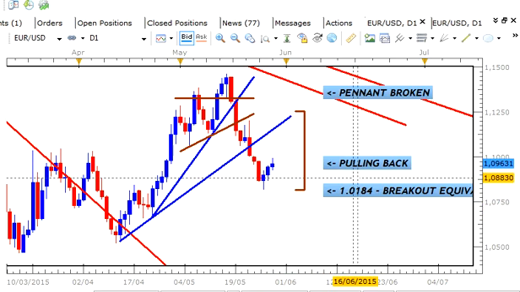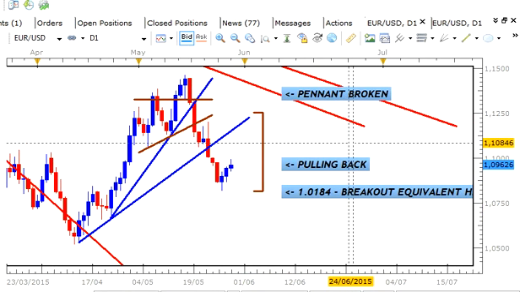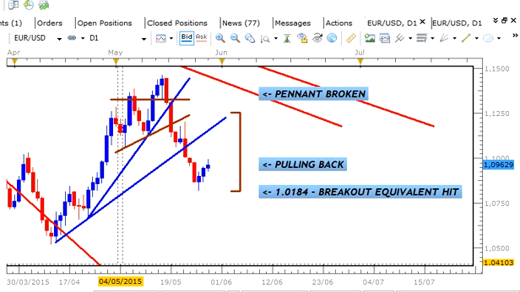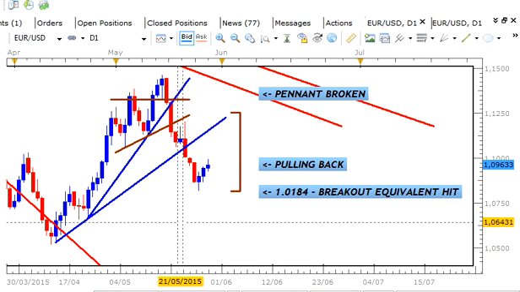This breakout equivalent is something that you will see across the market with all consolidations, and it is one of the things that I take into consideration whenever I'm trading these breakouts and whenever I'm setting my targets.